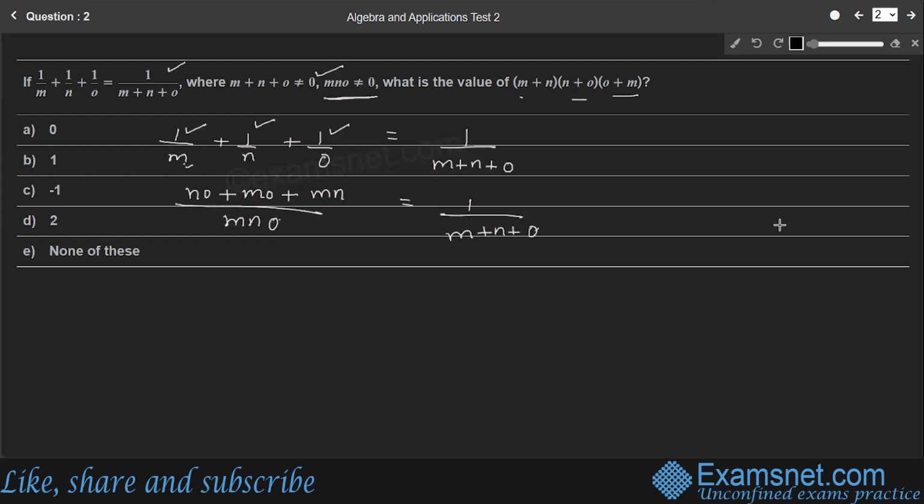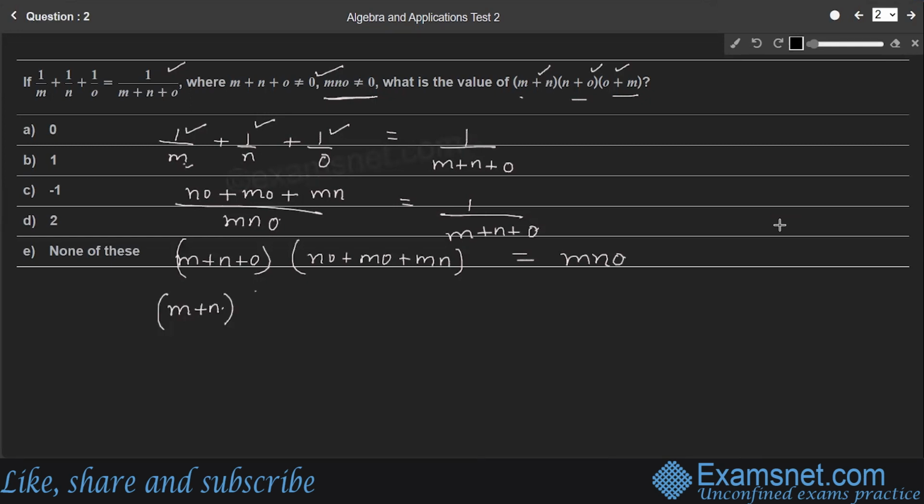So after cross multiplication, you will get m plus n plus o into no plus mo plus mn is equal to m into n into o, right? So in the question, we have m plus n into the remaining two terms, right? Therefore, first let us take m plus n in the LHS part, right?